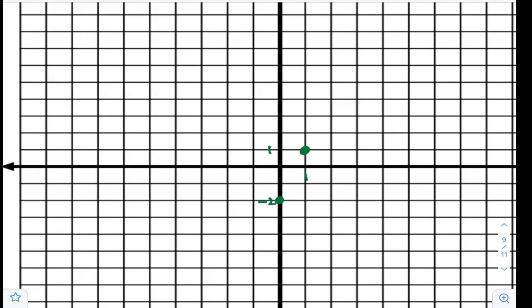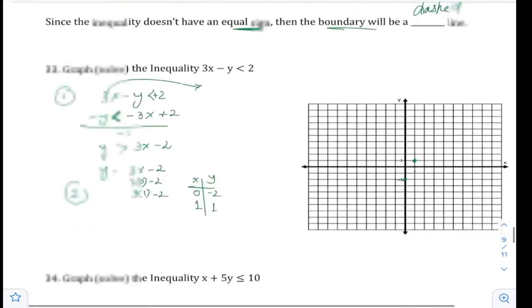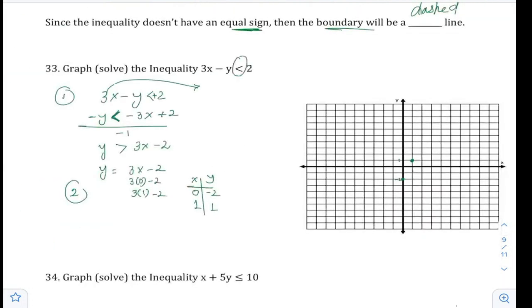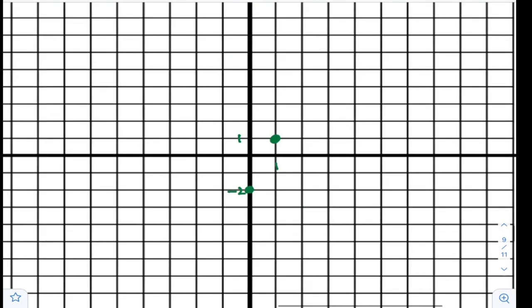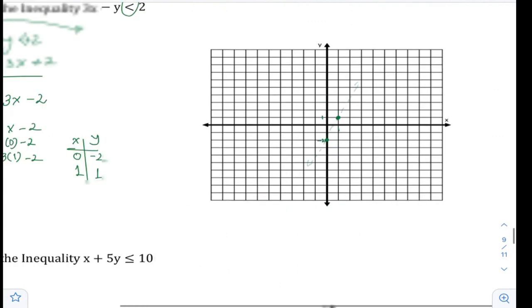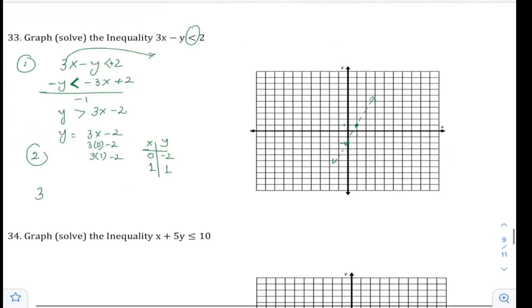Before we match, we need to look at the inequality. This inequality does not have an equal sign. So the line will be dashed. So I will not make it solid like that. It will be a dashed line. Third step is the shading.